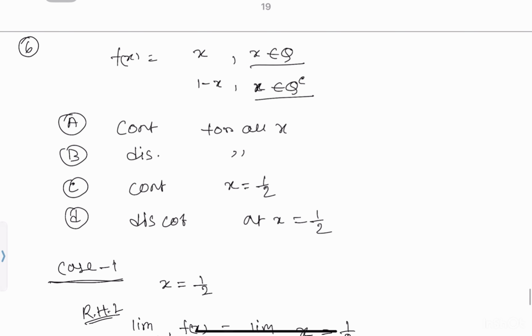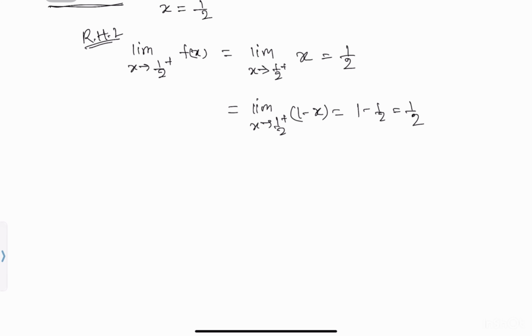So for both cases, rational and irrational, they give you 1 by 2 in the right hand limit. That means in the real line, assume 1 by 2 is here. You are approaching from the right hand side now. So whenever you approach from the right side, you are taking a rational point or an irrational point, it does not matter.